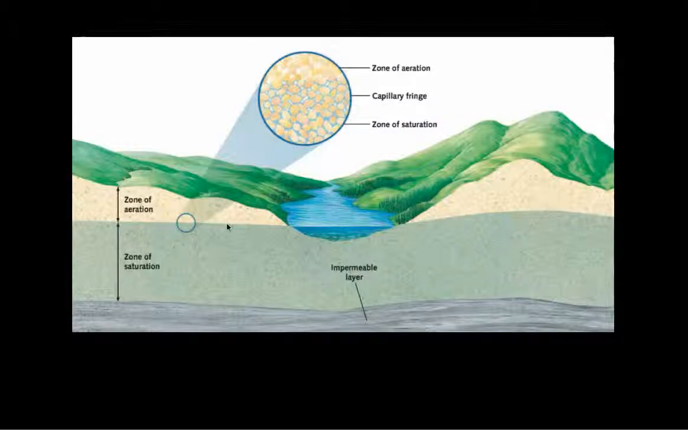Here's another picture of what goes on. Here's the water table. Now let's add a couple of names. Anywhere beneath the water table is called the zone of saturation. Anywhere on top of the water table is called the zone of aeration. Right along the water table, if you look very closely, there's a little area where the particles are coated with water, but they're actually above the water table. This is called the capillary fringe.